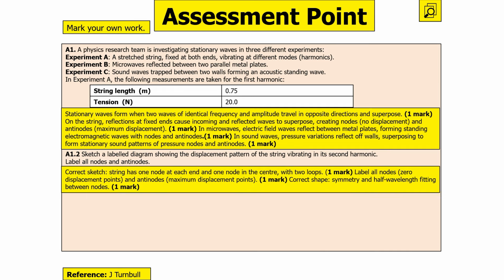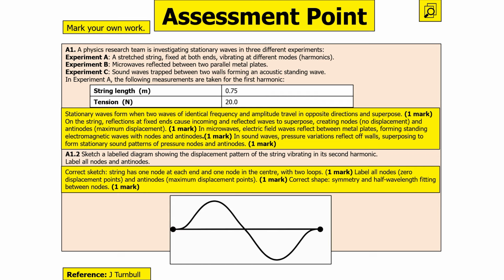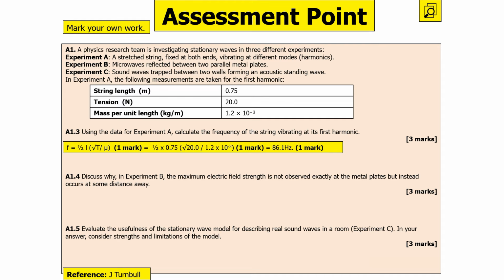Next question, a correct sketch of a string has a node at each end and one node in the centre, with two loops. You label your nodes, your zero displacement points, and your antinodes, your maximum displacement points. It should be symmetrical with half a wavelength fitting between the nodes, as shown. Now in our next question, we know f is equal to 1 over 2L times the square root of T over the mass per unit length. So it's a half times the square root of 0.75 over 20 over 1.2 times 10 to the minus 3, so it's 86.1 Hertz.